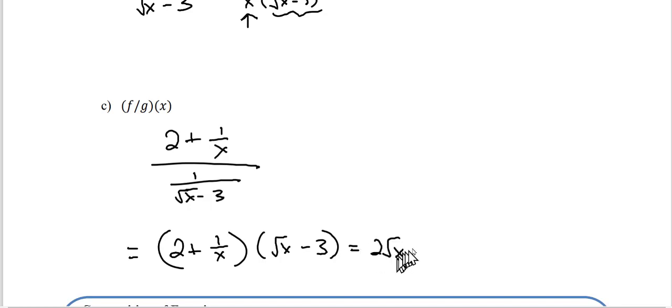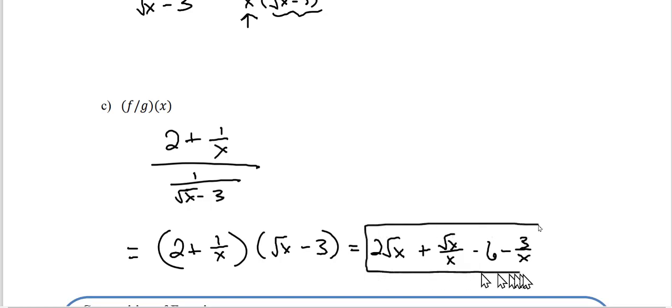2 root x plus root x over x minus 6 minus 3 over x. Okay? So that would be our division. Let's think about the domain here.